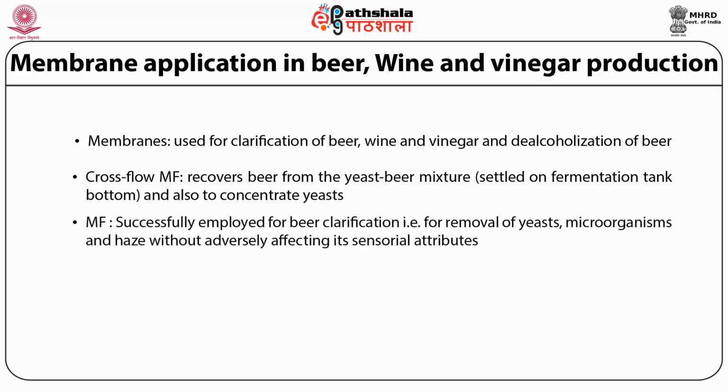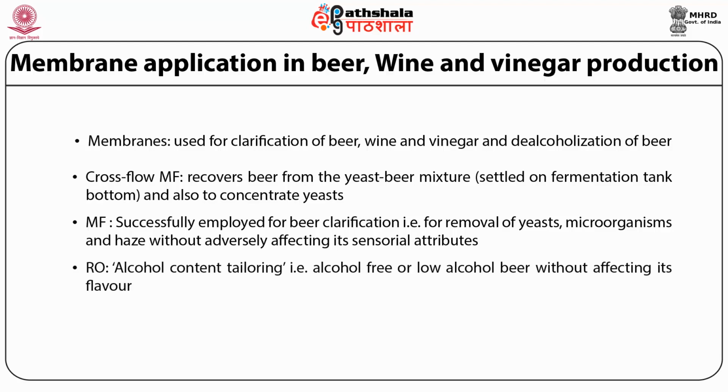Moreover, MF is now successfully employed for beer clarification, that is, for removal of yeast, microorganisms, and haze without adversely affecting its sensorial attributes. RO is used to tailor the alcohol content in beer to produce alcohol-free or reduced alcohol beer, that is 8 to 10 times less alcohol content without affecting its flavor. It is carried out in 4 steps. Beer is pre-concentrated into the permeate that contains water plus alcohol, and retentate, concentrated beer plus flavor, followed by diafiltration of the retentate and tailoring of alcohol content as per the desired taste using desalted and deoxygenated water.